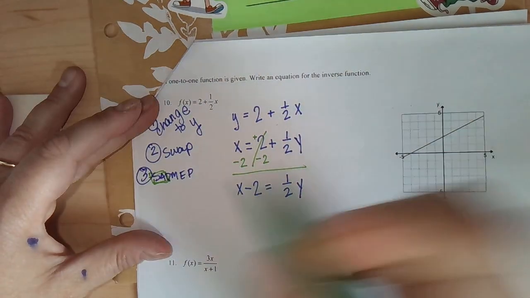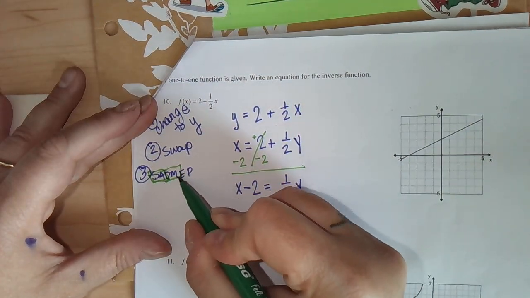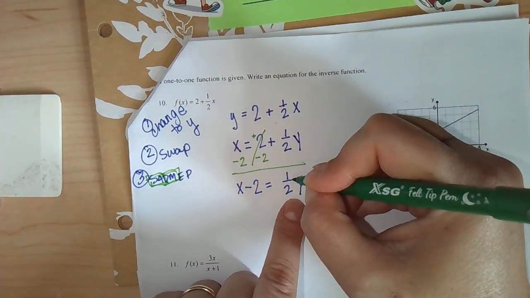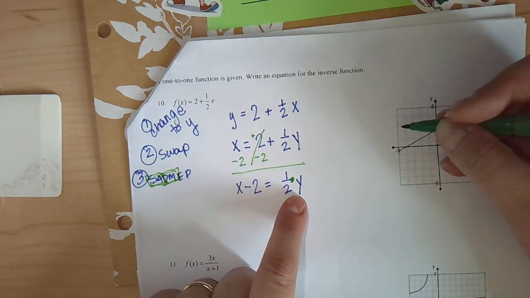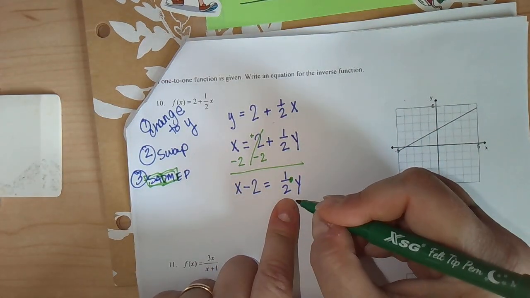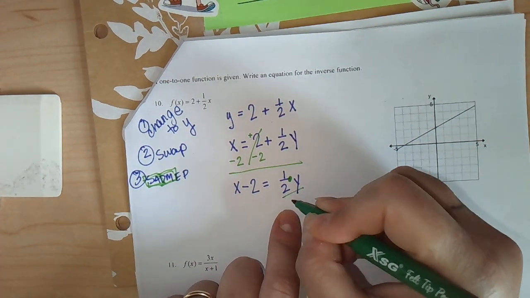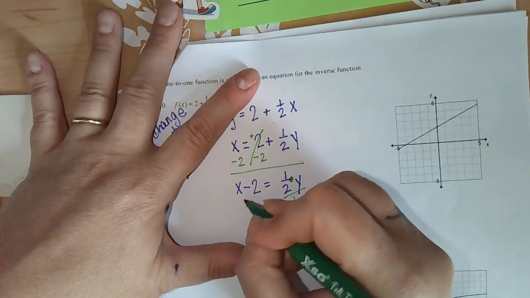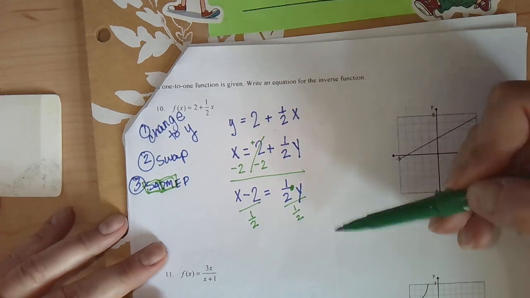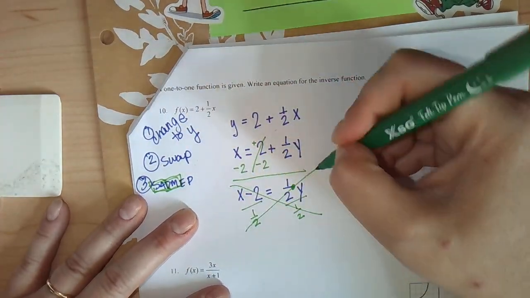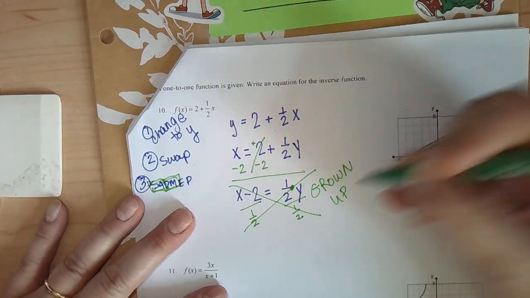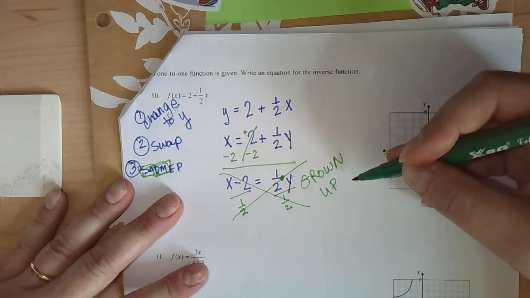Now I'm going to work on the DM. That means division, multiplication. Well, I have a 1/2 multiply. One way to get rid of this 1/2 is to divide by it. But ooh, that looks kind of scary, right? We're not doing that anymore. We're not dividing by 1/2 anymore because we're grown up now.